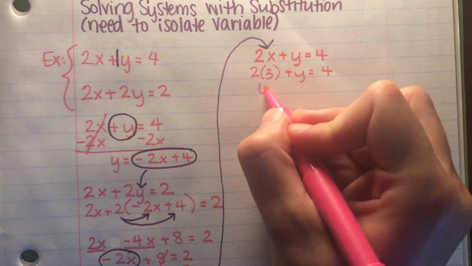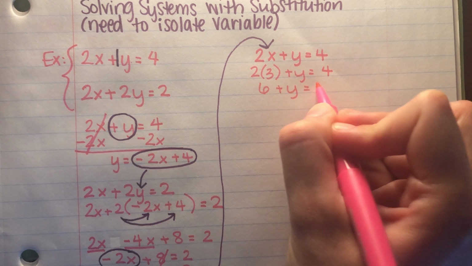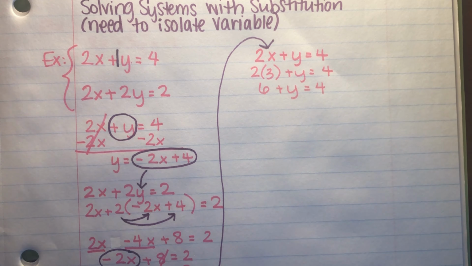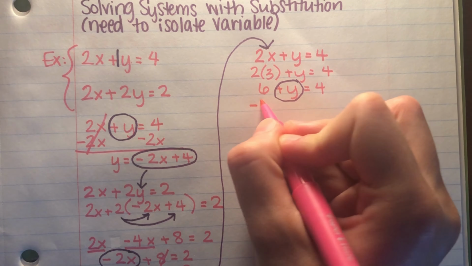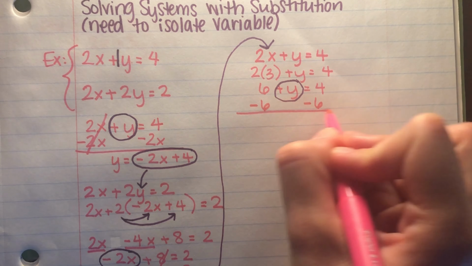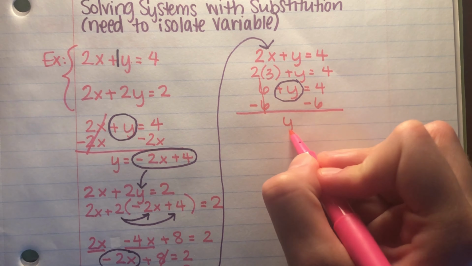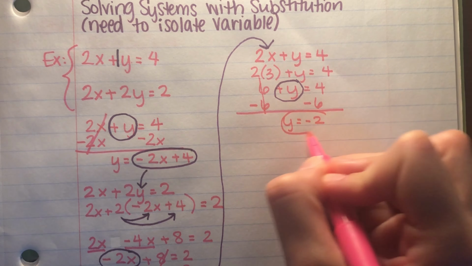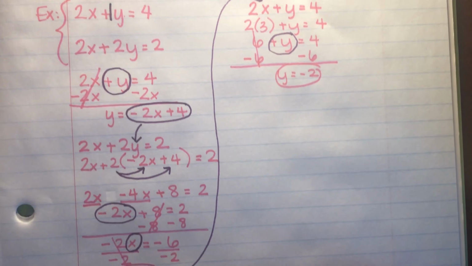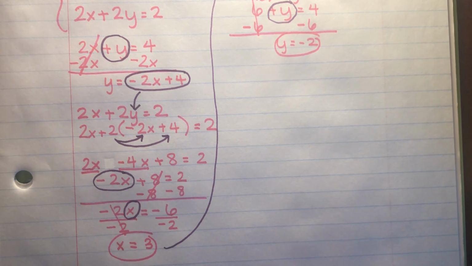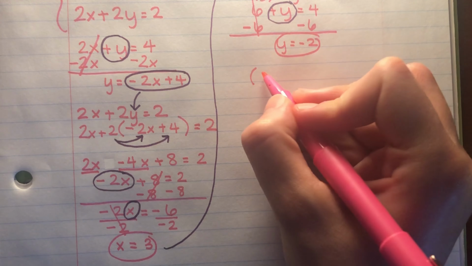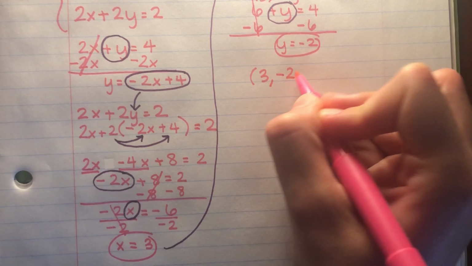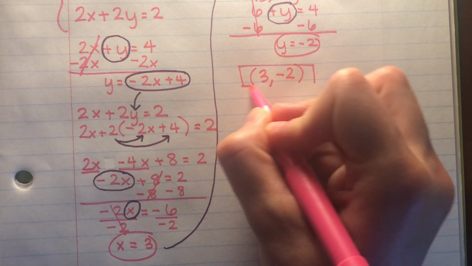We multiply 2 times 3, which is 6. And I want to isolate positive y. So I subtract 6 from each side. And we get y equals -2. And so my final step is to write my answer as an ordered pair. So this will be 3, -2. Okay, and that's my solution.